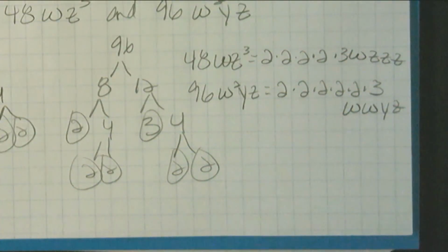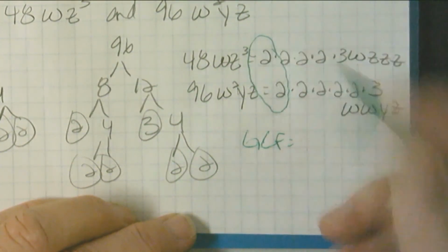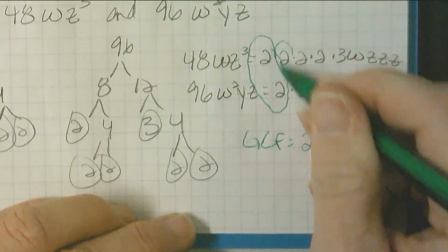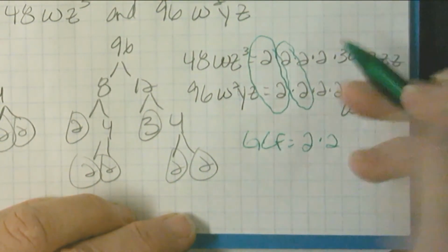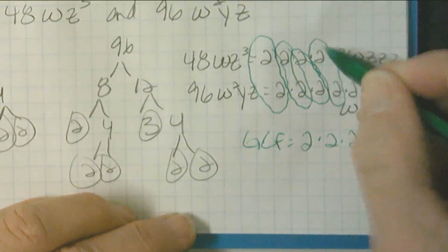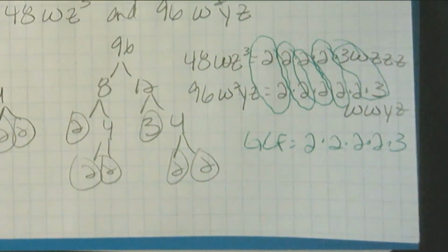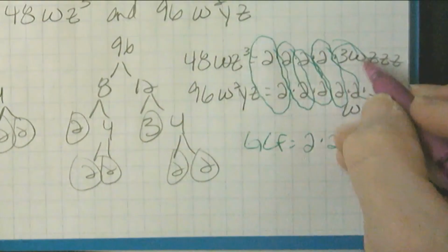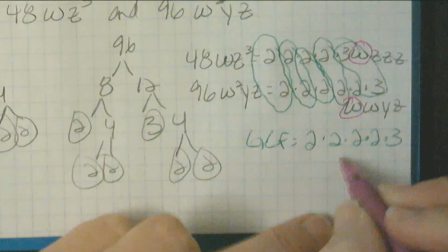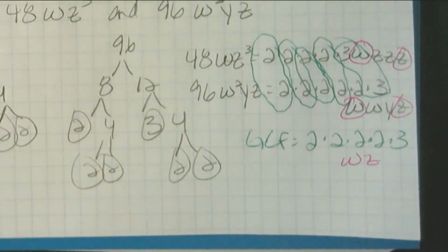Questions so far? So now I'm going to circle what they have in common. So my GCF, well, they have a 2 in common. There's my first 2. They have another 2 in common. That's my second one. They have another 2 in common. There's my third one. They have another 2 in common. That's my fourth one. They have a 3 in common. There's my fifth one. All right, when it comes to my variables, they both have a W. They both have a Z. Those are the only ones they have in common.